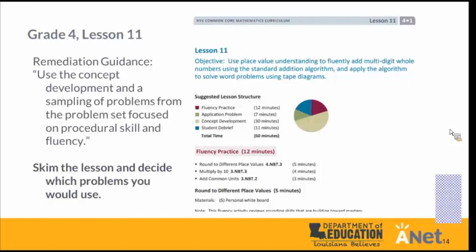So again, if we're tight on time and we have to prioritize, that would be the way that I would prioritize and focus just on the algorithm because it's related to the procedural skill and fluency. I'm going to pause there for just a few seconds to see if there are any questions that come through the chat about how we made those decisions about what to choose and why.